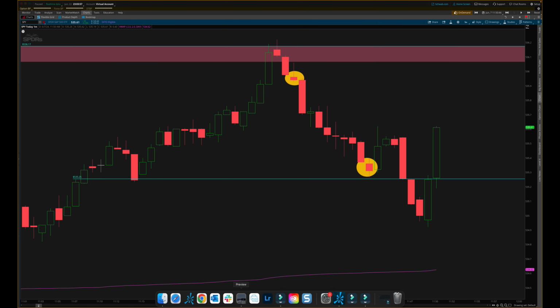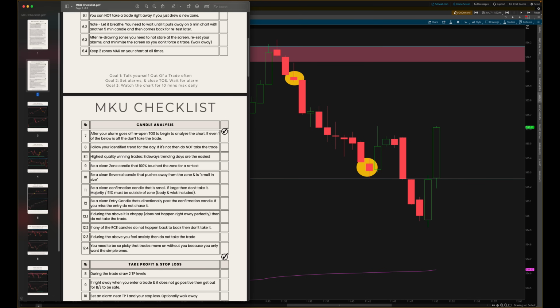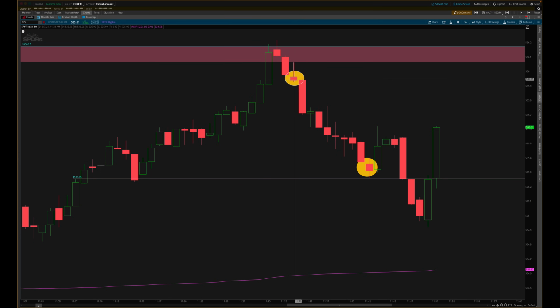Next, if we go back to the chat piece here, that's 11. 12, be a clean entry candle that directionally goes past the confirmation candle. If you miss the entry, do not chase it, because that's very, very important. So this is the entry piece. As this is forming, for the first 1 to 3 to 5 seconds, give or take, jump into the trade as long as this is lower than the candle before. Because that way you know that, hey, this is actually working. It's actually pushing down. This makes sense. It's small in nature. It's not pushing fast. It's fine. So again, same thing speed-wise.